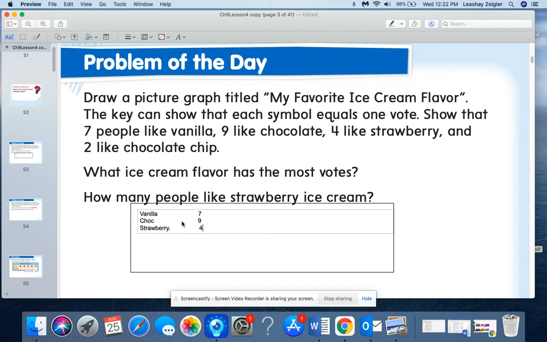And we have 4 people for strawberry. And then we also had chocolate chip, and we had 2 people for that. So it should have looked like this.